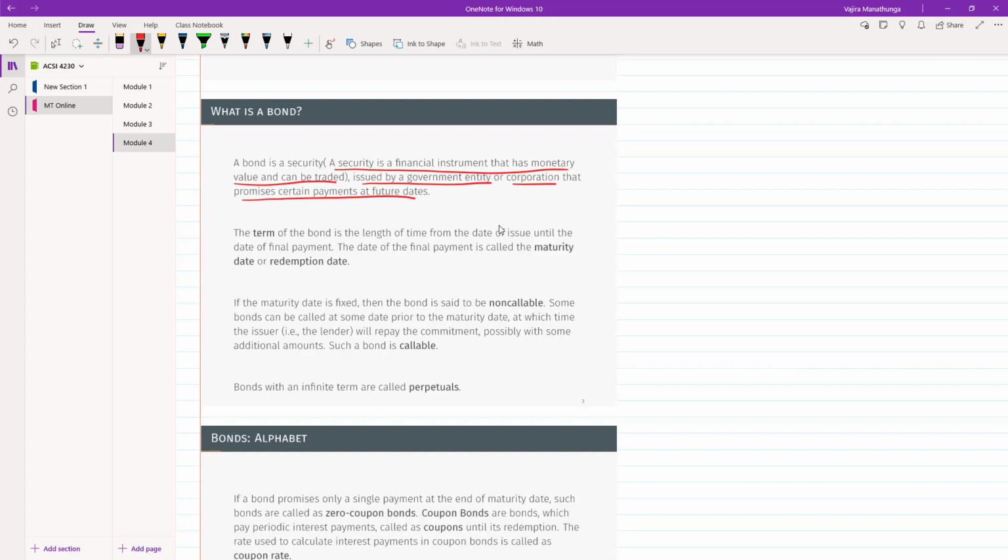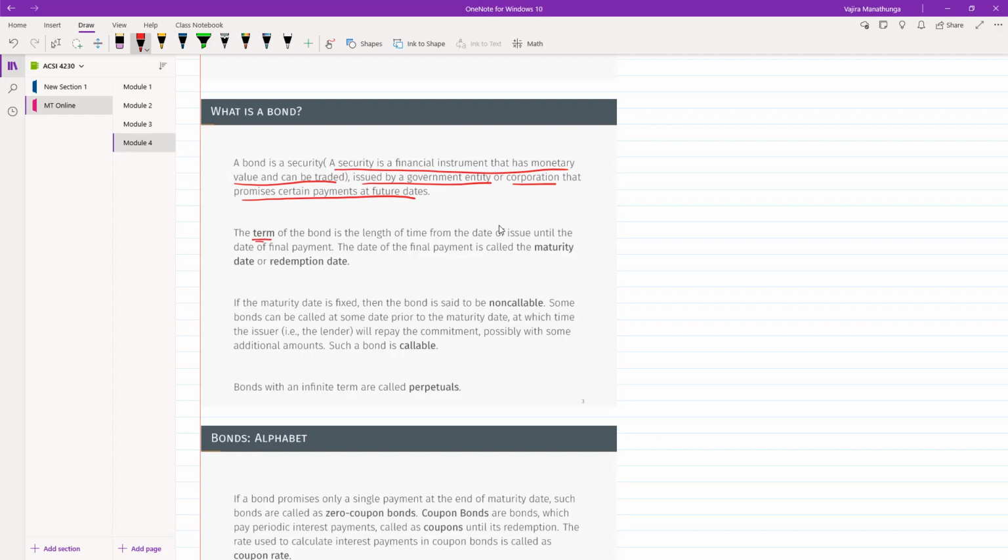So the bond buyer makes a payment right now, and the government entity or corporation, for example the U.S. government or state municipal councils or big corporations, can issue bonds, and then they promise certain payments at future dates. But you have to buy the bond, so you have to make the payment right now. Then the other side, the bond issuer, is going to pay it back at future dates.